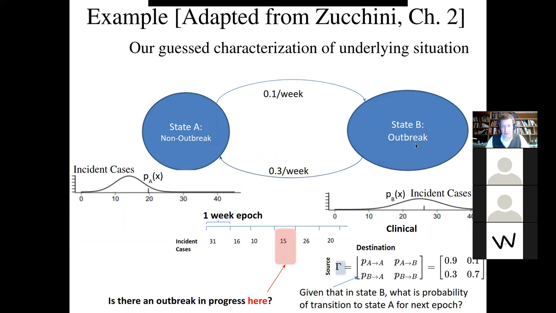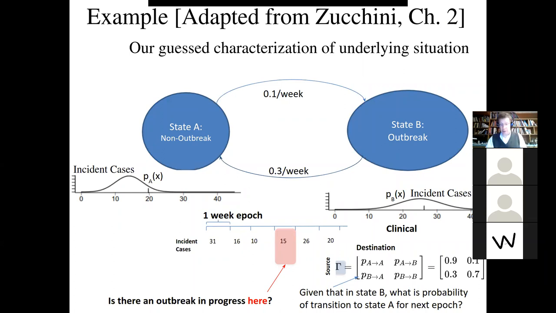If we're very confident now from observing this 31, we're in this state. Well, we have some small chance of being there, but now we have this 30% chance per week. That's this 0.3 here of going from an outbreak state to a non-outbreak state. Oh boy. So we may have, last week, been very confident we're in an outbreak state, but it's a very decent chance we may now, for the next week, be in a non-outbreak state.